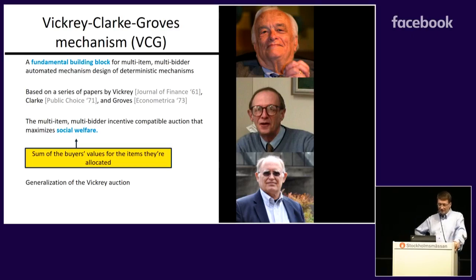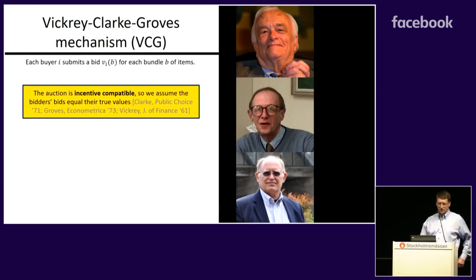And what's social welfare? That's the sum of the buyers' values for the items they are allocated. So here, we are just taking the view that we are this altruist and we just want to allocate these goods so as to maximize goodness in the world, not including ourselves, by the way. So the seller is not included. This is just the bidders. We want to allocate the goods to the bidders who value them the most, so as to make the best use of the goods. All right.